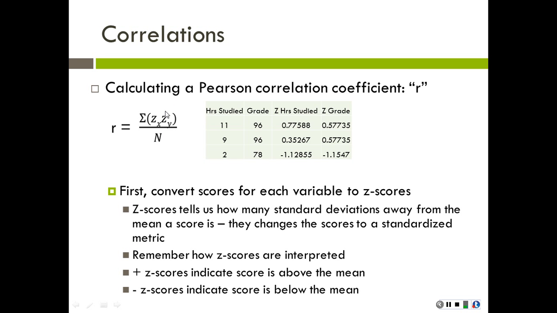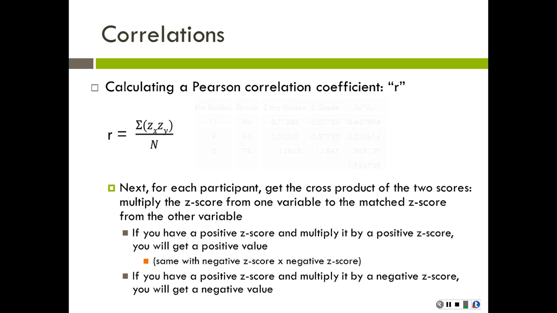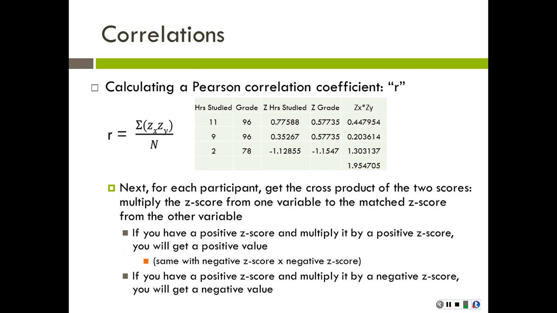Then if you look at the equation, what is it asking us to do with them? Yeah, multiply them. So for each participant, you have to get what's called the cross product of the z-scores. It's called the standardized cross product. And you have to get them for every individual for both scores, right? So you can see that's what I'm doing up here. So here are our z-scores. If I took this 0.775 times the 0.577, I would get this standardized cross product for this person. And then I have to do it for the next person and the next person. You do it for everybody in the sample, right?